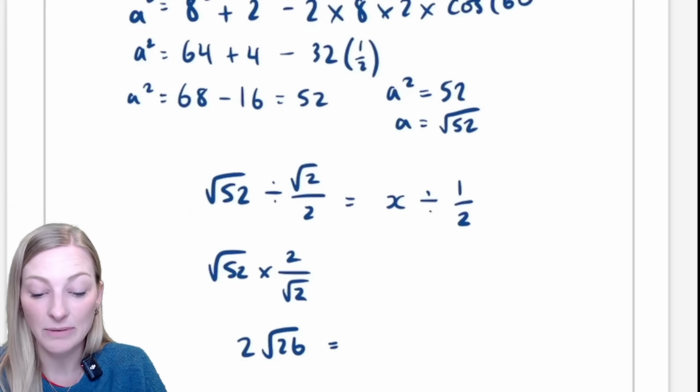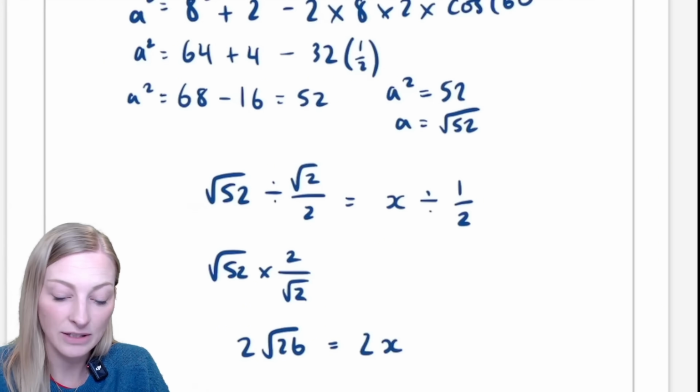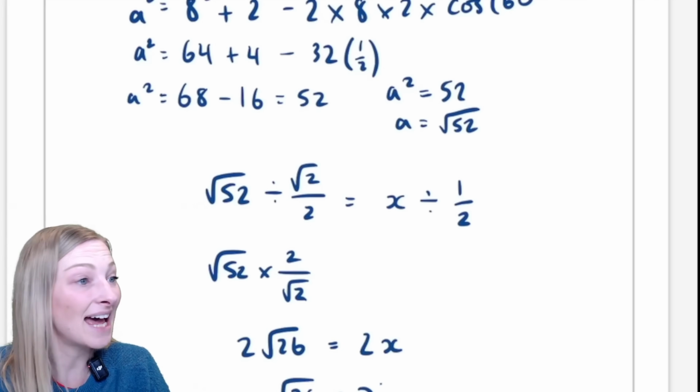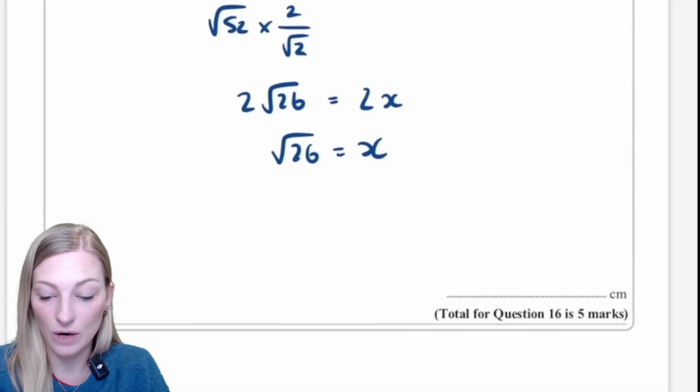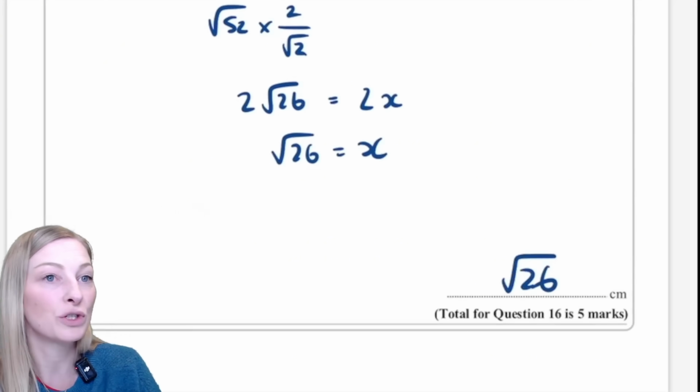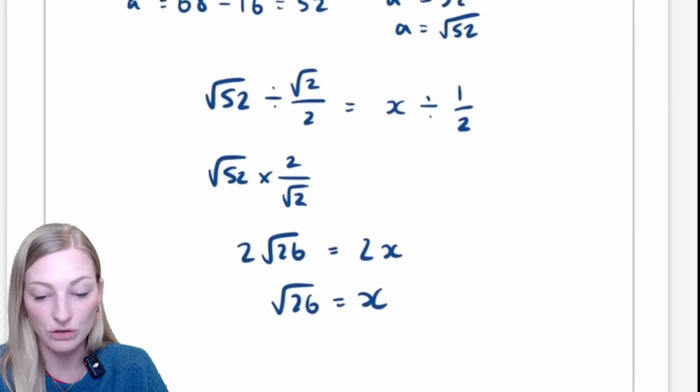Dividing by a half is the same as multiplying by 2, so 2x. So therefore root 26 is x, and that is the answer going on the answer line. Root 26 for that one, but a very, very tricky question.